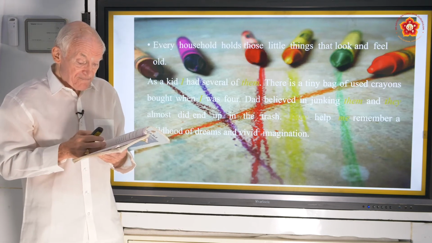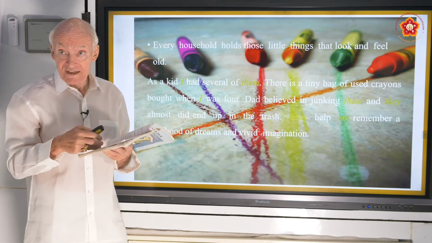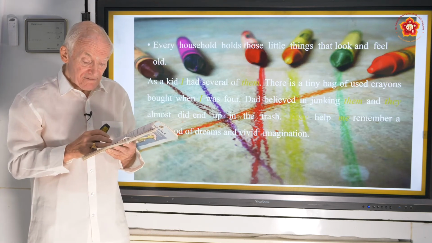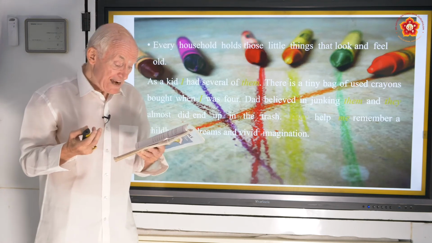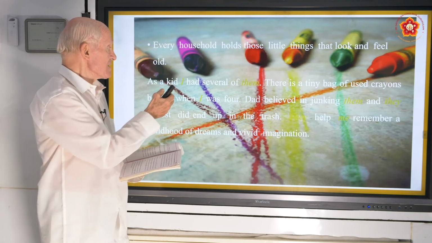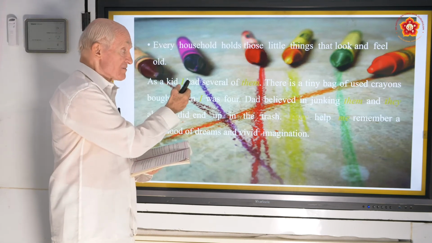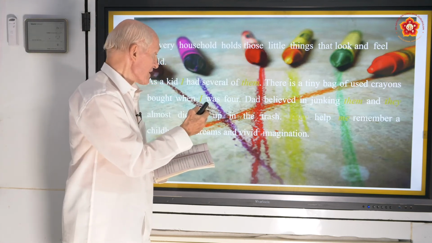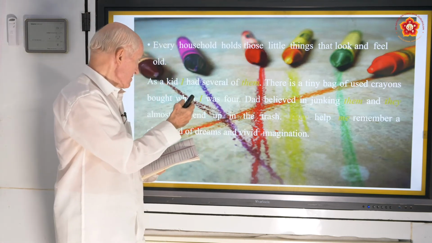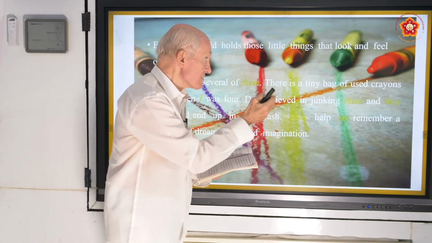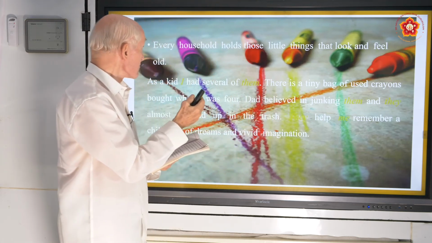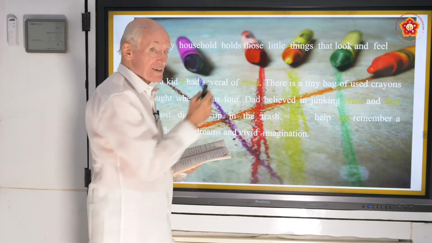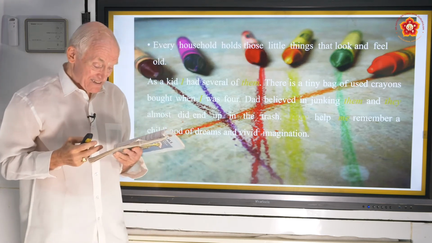As a kid, and that's the person who's writing this poem, writing this paragraph, I had several of them, all right? Who does I refer to? I refers to the speaker, the author of this poem. That's who I is. I had several of them. Them refers to the little things, that's the crayons.